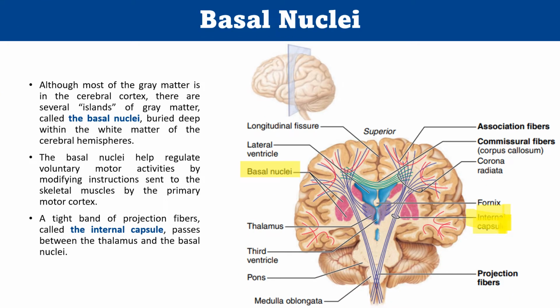Basal nuclei. Although most of the gray matter is in the cerebral cortex, there are several islands of gray matter called basal nuclei, buried deep within the white matter of the cerebral hemispheres. The basal nuclei help regulate voluntary movement activities by modifying instructions sent to the skeletal muscles by the primary motor cortex. A tight band of projection fibers called the internal capsule passes between the thalamus and the basal nuclei.